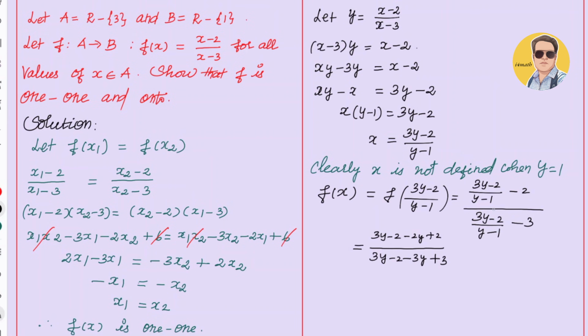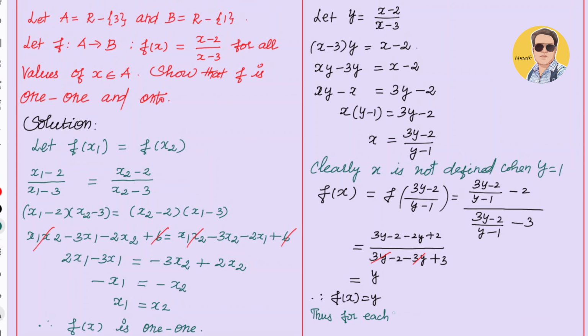In the denominator, 3y minus 3y is there. So 3y minus 3y, what is the value? 0. And the minus 2 plus 3, the value is 1. So denominator value is completely 1. What about the numerator? 3y minus 2y, that is 1y. And then minus 2 plus 2, 0. So 1y plus 0 is y divided by 1. That is y divided by 1. So y divided by 1 is y. So f of x is equal to y.